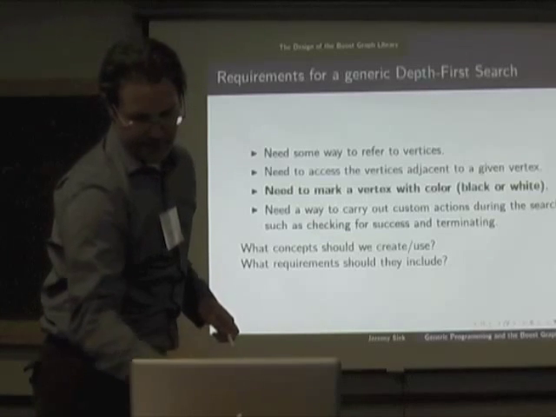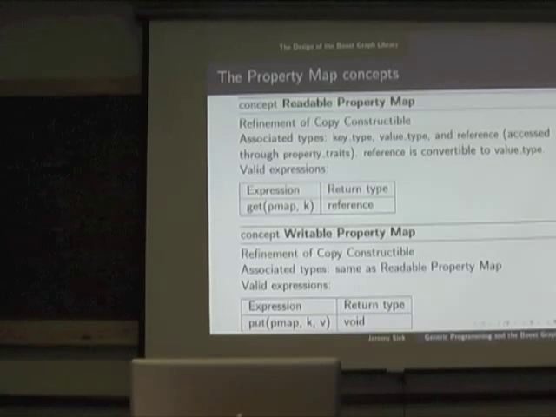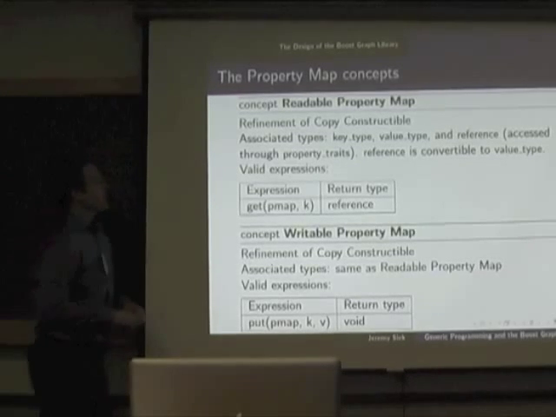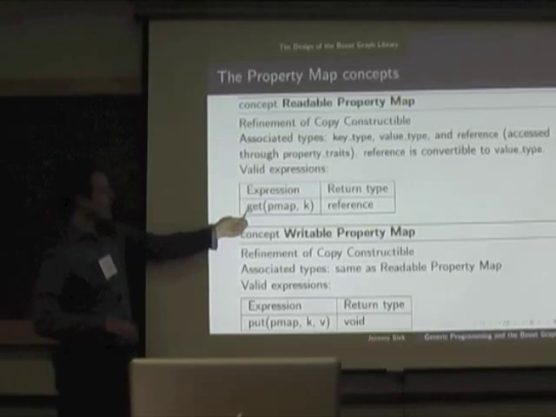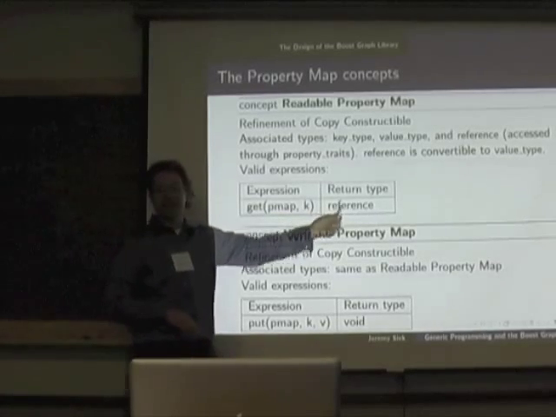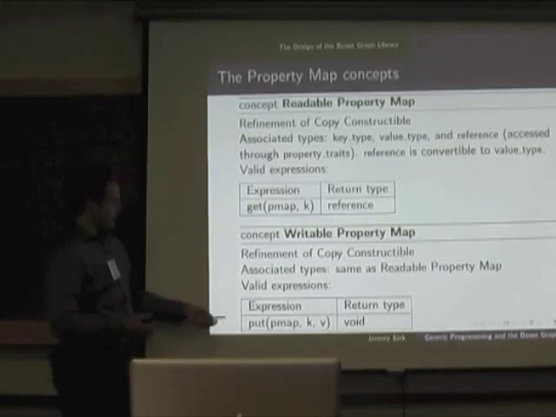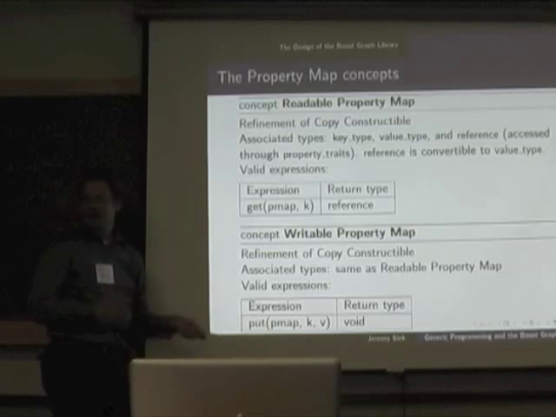All right, how about marking? This is where the property map concepts come into play. And this is a really simple set of concepts. We have one that lets you do reading, so you can say get with a property map and a key that gives you back a reference to the value underneath. And then put, where you give it a key-value pair and it'll associate the key and value together.